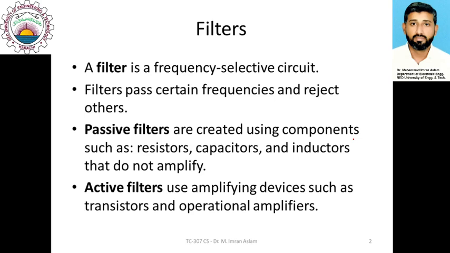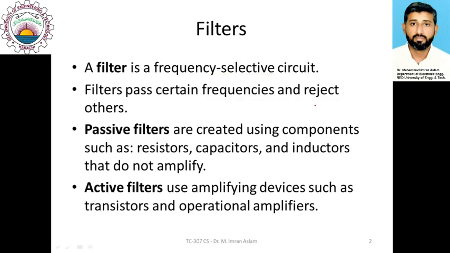So what is a filter? A filter is basically a frequency selective circuit, because the filter has different responses for different frequencies. So typically we characterize a filter by two types of responses. There are certain frequencies which can be passed through the filter, and there are other frequencies which are rejected by the filter. In other words, the filter allows certain frequencies to pass and stops certain frequencies from passing through that particular type of filter.